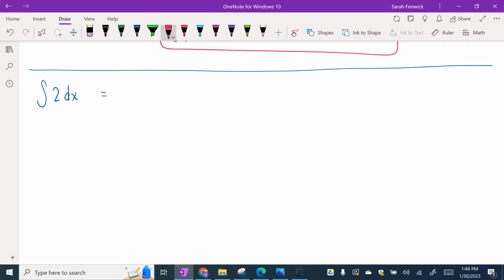you can think of it as having this was 2x to the 0. So just like we said in the quick video earlier, you add 1 to your power and divide by the new power. So this would be 2x to the 1 power divided by 1 plus c. For indefinite integrals, which means we don't have any limits of integration to plug in, you just have to put a plus c behind it. All right, so that was our first practice problem.